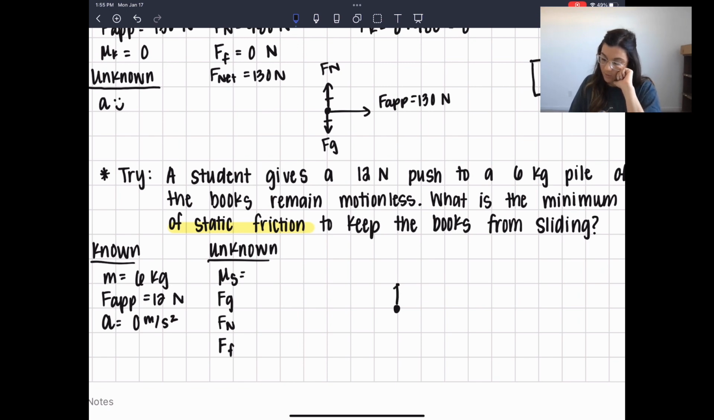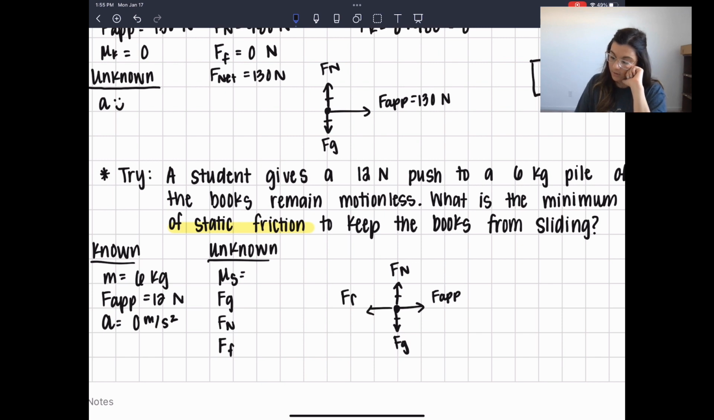So normal and gravity are going to be equal because it's not accelerating, it's motionless, and then applied, it's motionless, so applied is going to equal friction. So these are equal. So if I know applied is 12 newtons, then I know my friction is 12 newtons. So perfect, that's one down.